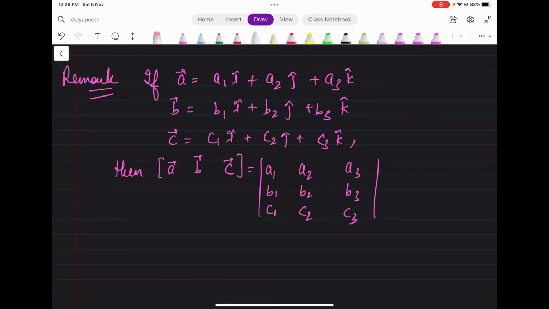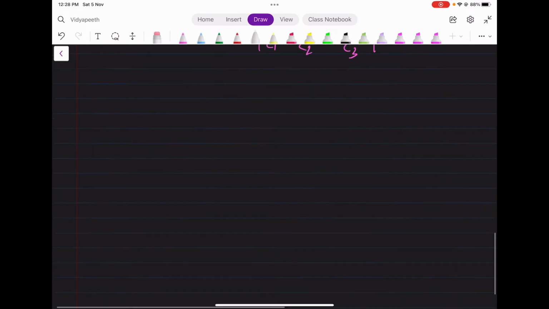Now the next question which must arise in our mind is: how is this A dot B cross C equal to this determinant? Let us look into the proof of this now. So, proof.